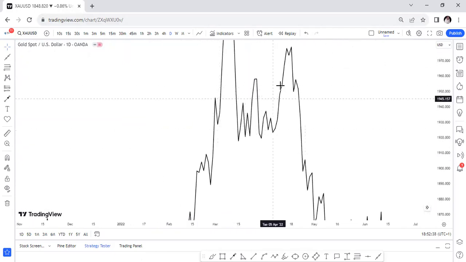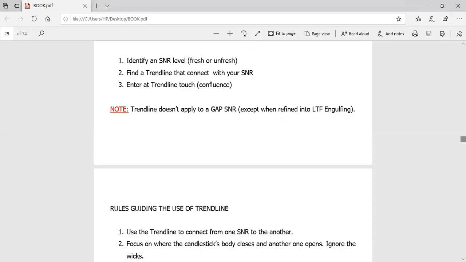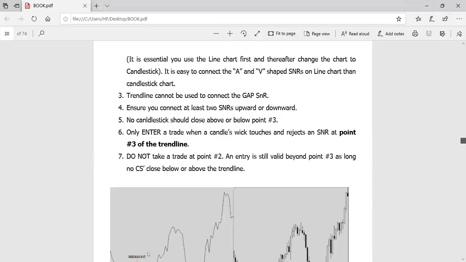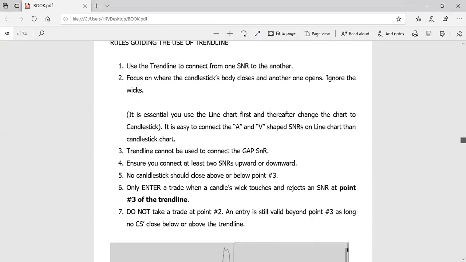So we come to this pattern here. We look into this pattern. So this is a different pattern now. Different type of SNR. Then rules guiding the SNR. Now I've told you you don't need to use trendline on a gap, please. Except you use it only on regular SNR. You use trendline on regular SNR. You use it on a breakout. There's a breakout trendline.